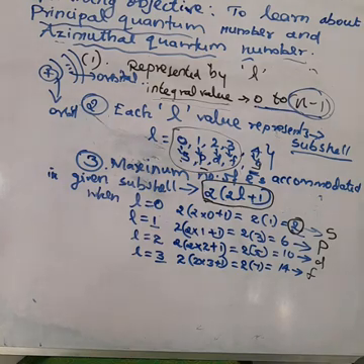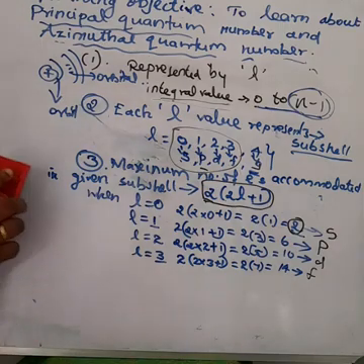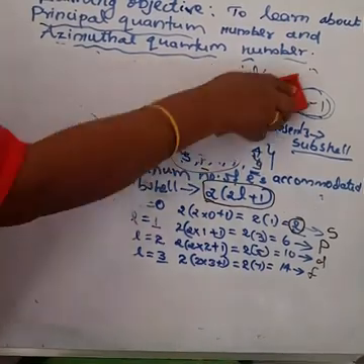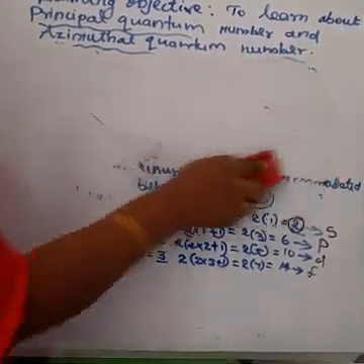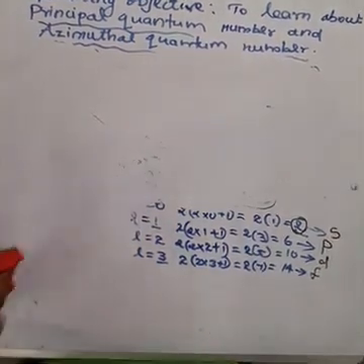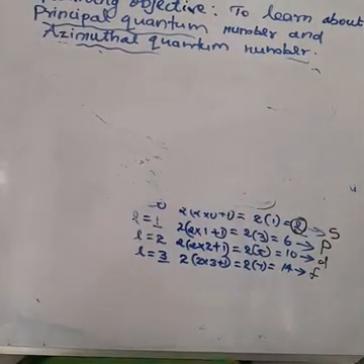And then what is the relationship between the principal quantum number and the azimuthal quantum number? How will you relate the n value and L value? Let's see.